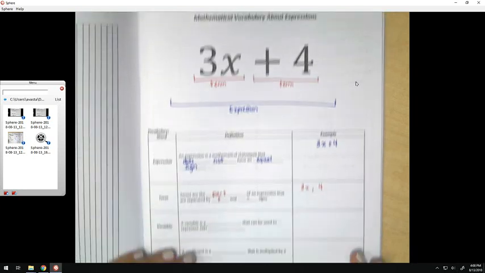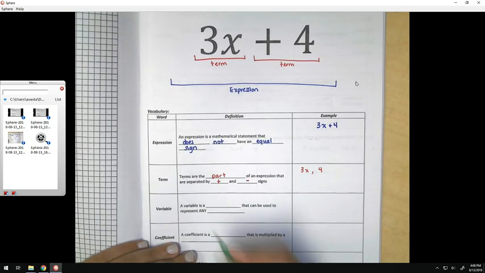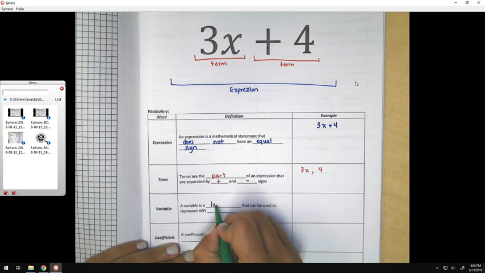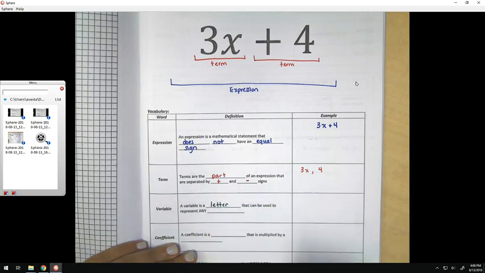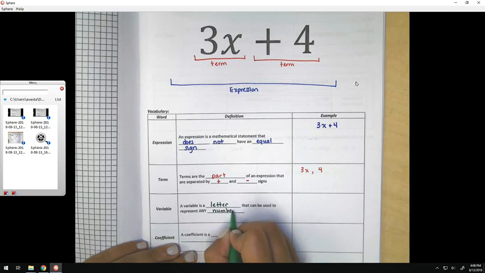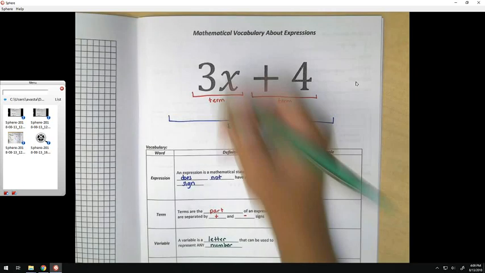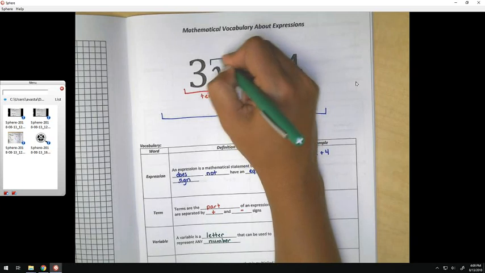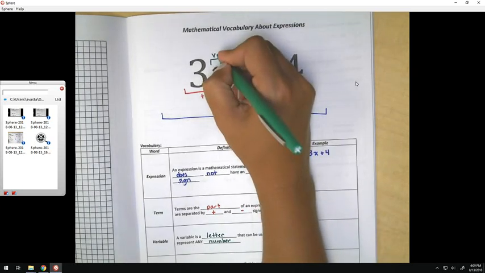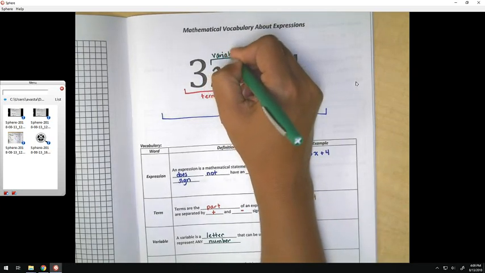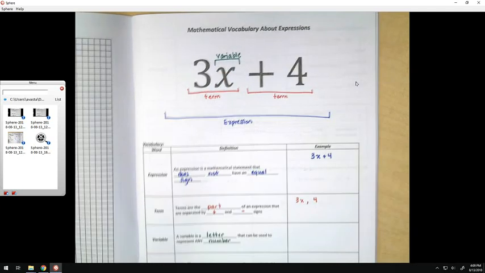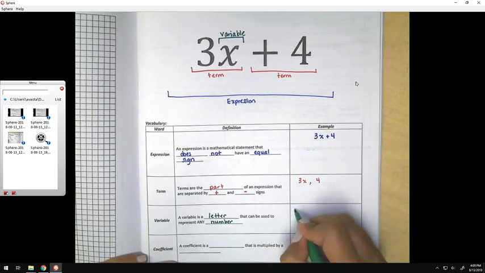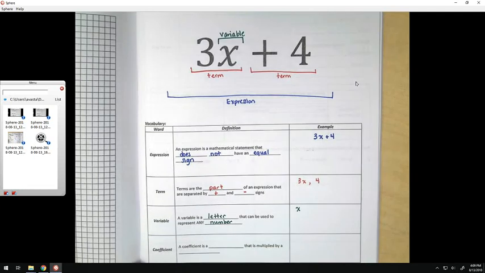Now, a variable is any letter that could be used to represent any number we want. So an example would be, in this expression, the variable would be x. If I were to list that, my answer would just be x.